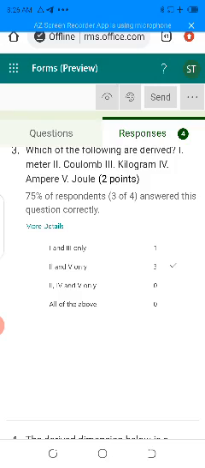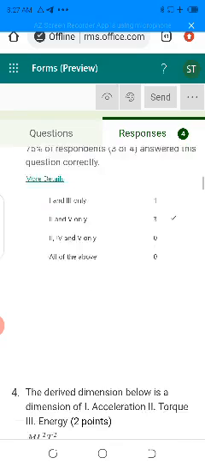1 meter, 2 coulomb, 3 kilogram, 4 ampere, and 5 joule. You can see meter is a fundamental unit of length. Coulomb is a derived unit of charge. Kilogram is a fundamental unit of mass. Ampere is a fundamental unit of electric current, and joule is a derived unit of work or energy. So looking at that, we can see that it's 2 and 5. That is the right answer.